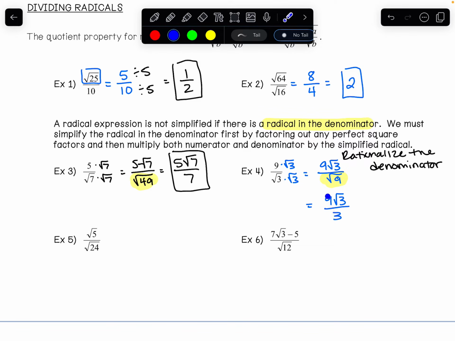In the last problem, I could not simplify the 5 and the 7, our outside numbers, any further. Can I simplify my outside numbers here, this 9 and this 3? Yeah. What's 9 divided by 3? 3. So this is going to give me 3 square roots of 3. Again, you always want to simplify if you can.